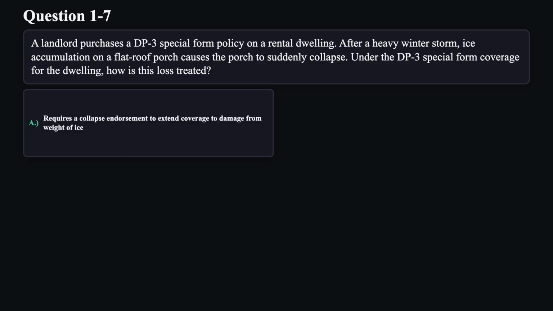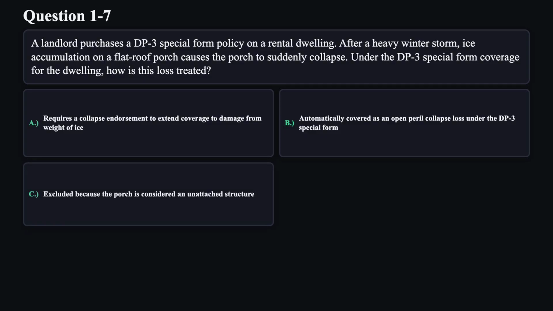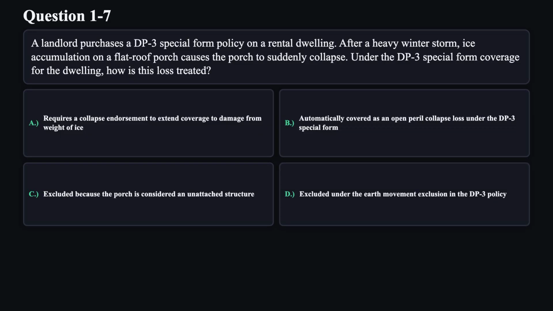A. Requires a collapse endorsement to extend coverage to damage from weight of ice. B. Automatically covered as an open peril collapse loss under the DP3 special form. C. Excluded because the porch is considered an unattached structure. D. Excluded under the earth movement exclusion in the DP3 policy.